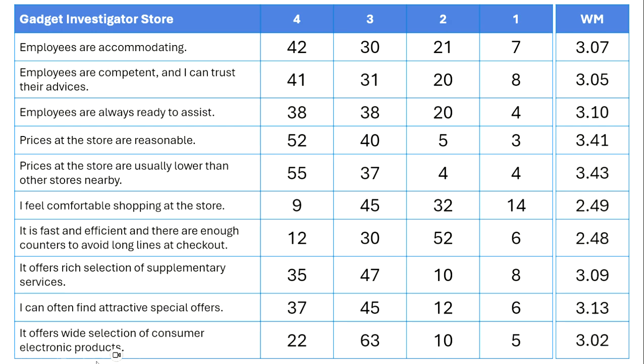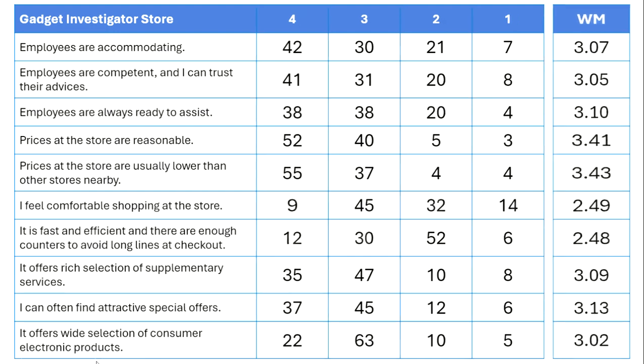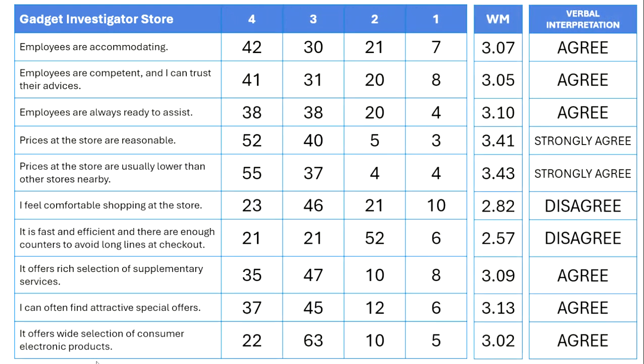Now, if you're done computing, you can see if your answer is correct. Here we have the weighted mean and its verbal interpretation. As you can see, in prices, most of the respondents strongly agreed that the prices at the store are usually lower than other stores nearby, and that the prices at the store are reasonable, with weighted means of 3.43 and 3.41 respectively.